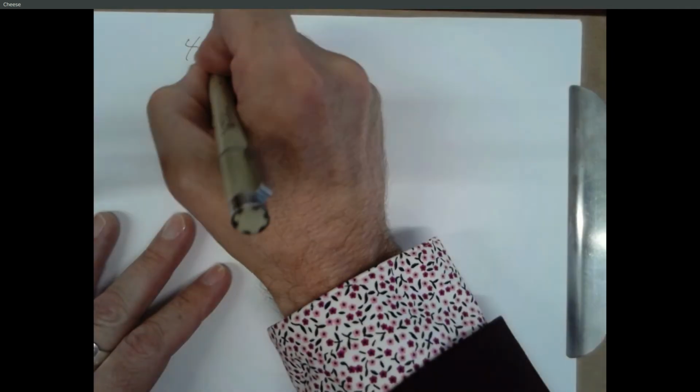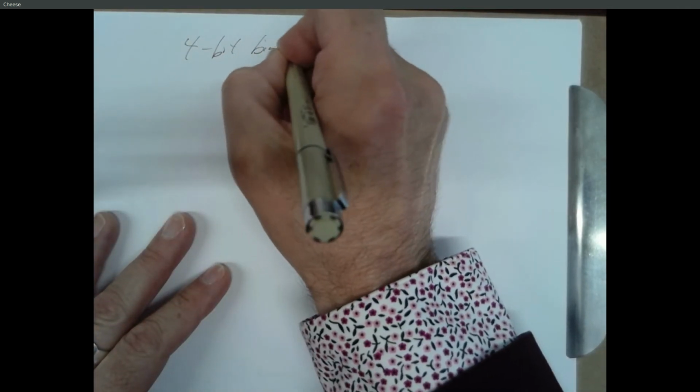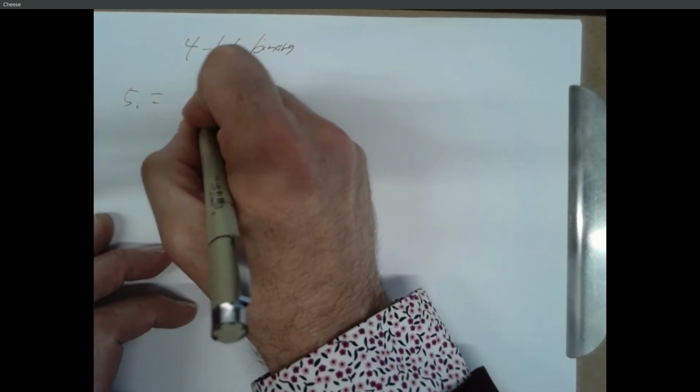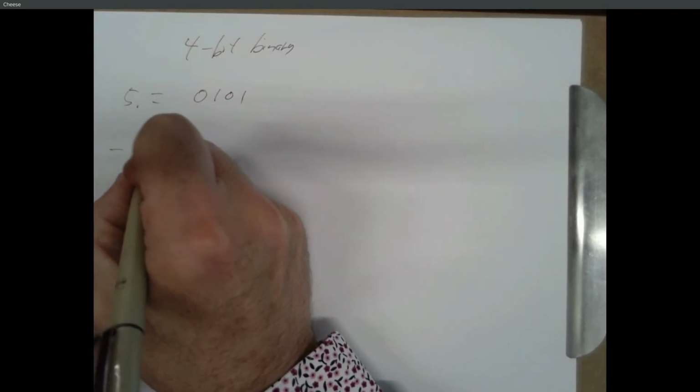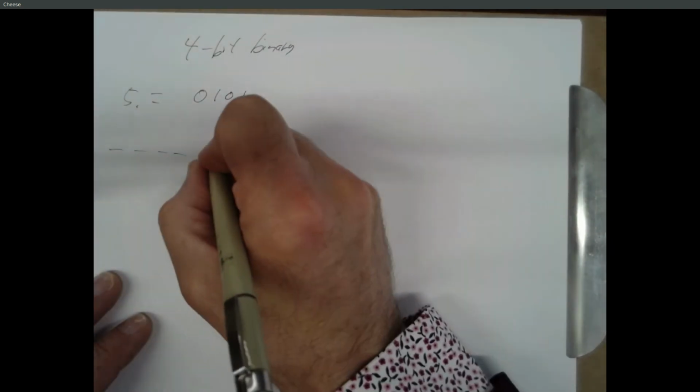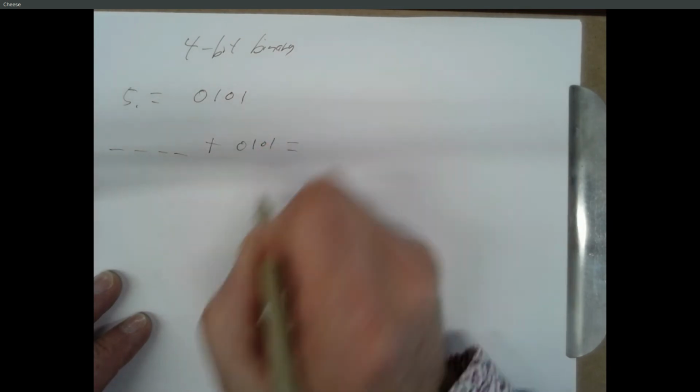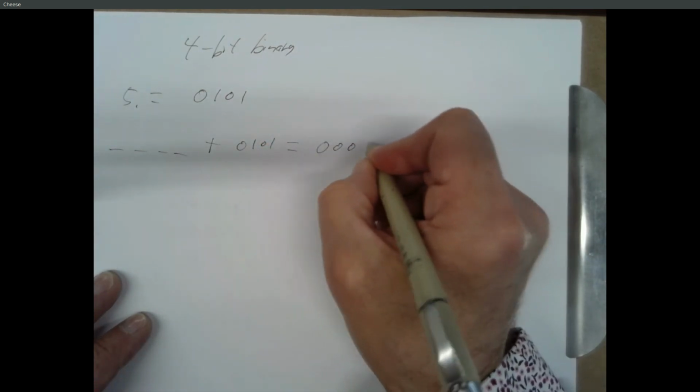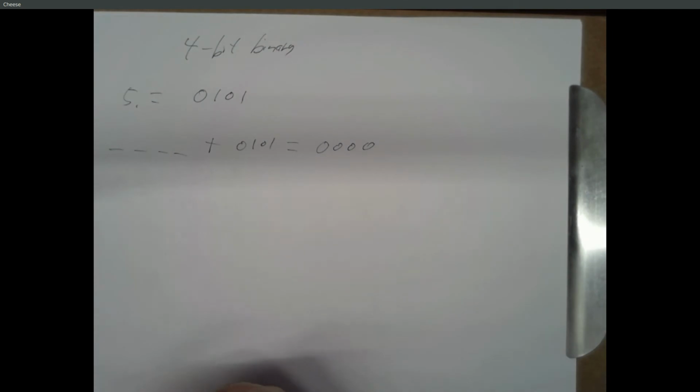So let's think about 4-bit binary. And the number 5 is 0101. So what you want to do is find some 4-bit binary number that when you add to the number 5, you get the number 0. So play around with this for a few minutes. Think about adding different things to this number 5 in binary and see if you can find something that leaves you with 4 zeros.